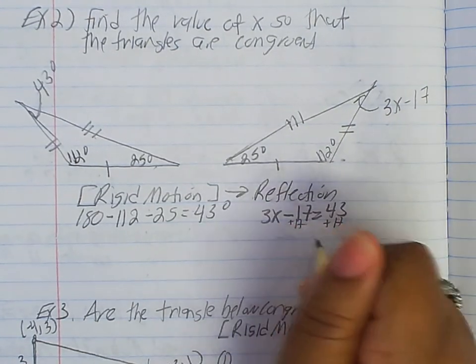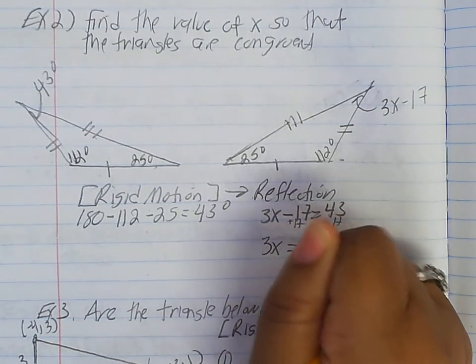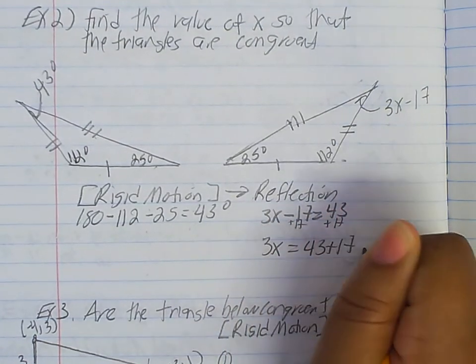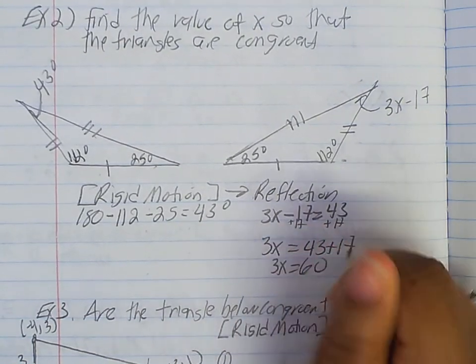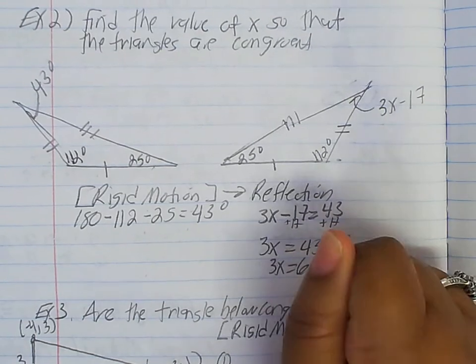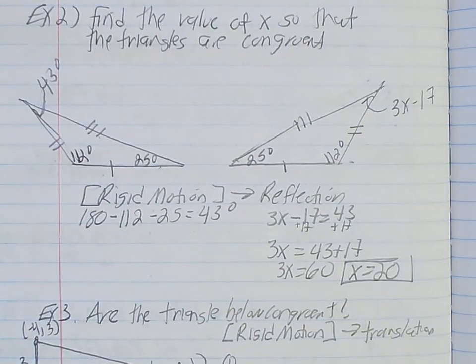So now you get 3x equals 43 plus 17, which is 60. So you have 3x equals 60. Divide the 3 out, x is 20. Oh, forgot my 0. All right, so that's example 2.